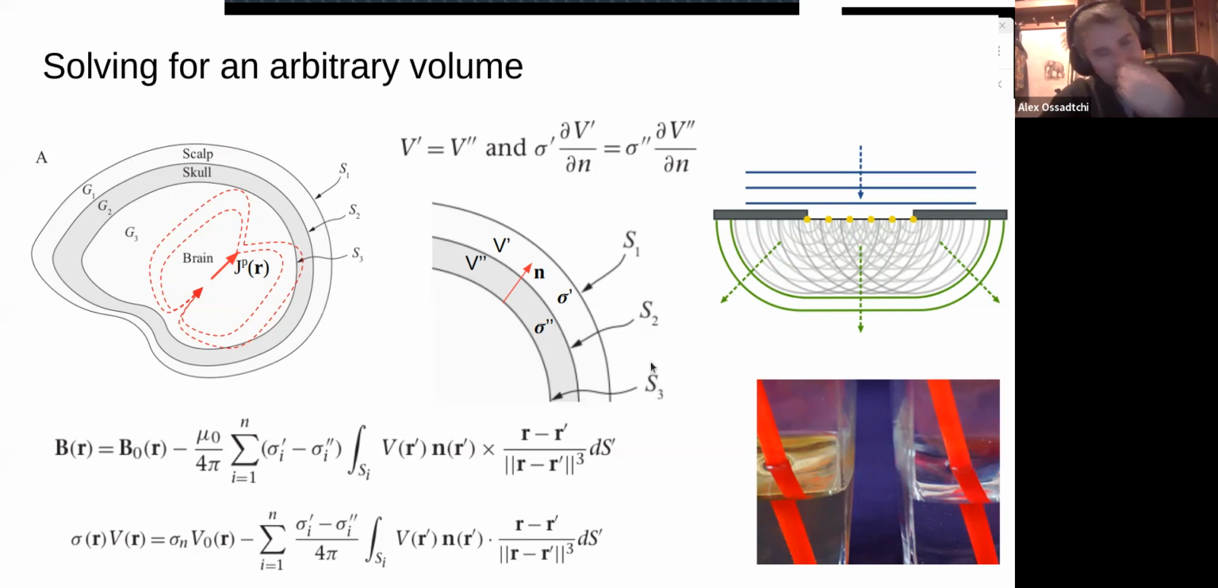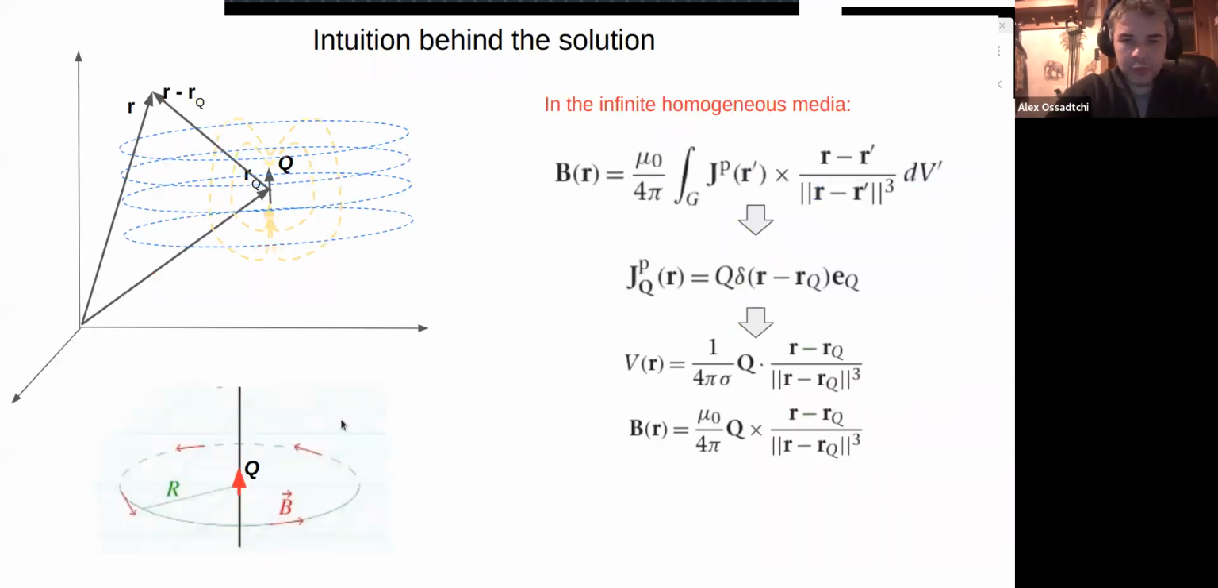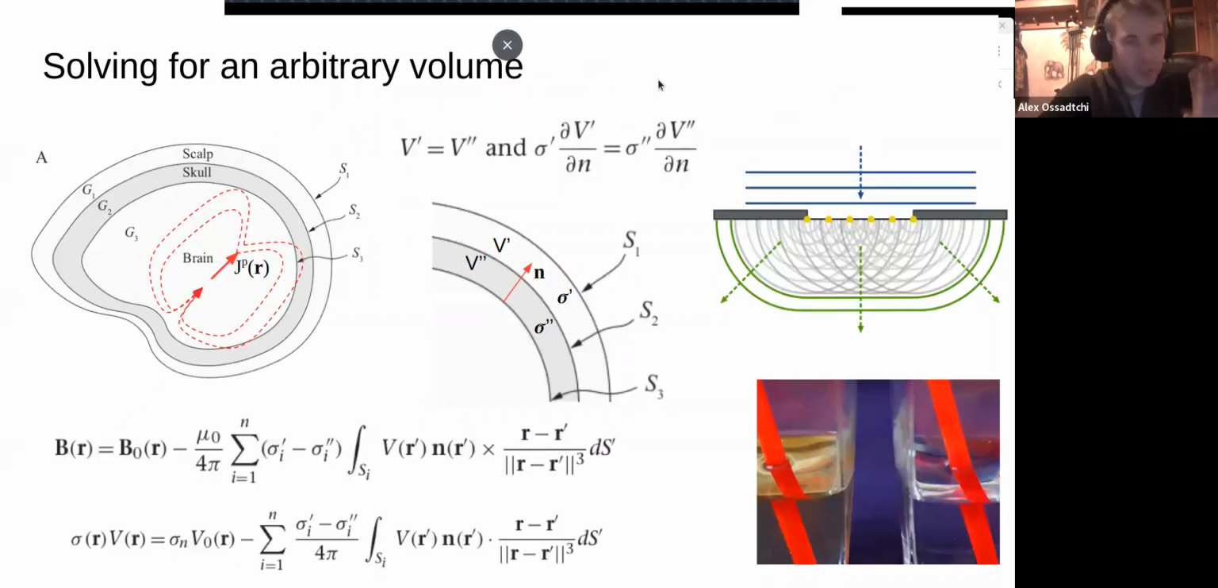It's complicated, but I'm not going to spend too much time explaining this. I'll just tell you this can be solved, nearly analytically. It's the so-called boundary element method, where you define the boundaries of the same conductivity, basically homogeneous boundaries of homogeneous volumes. That's what we looked at before. So within these boundaries, you can apply that simple rule, which is here.